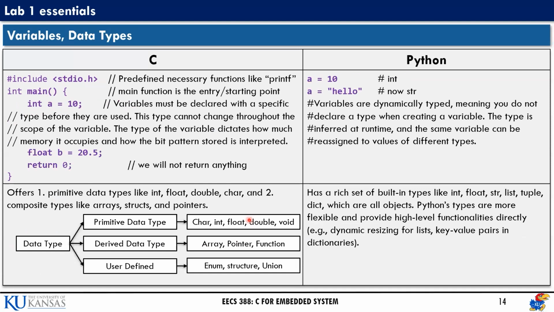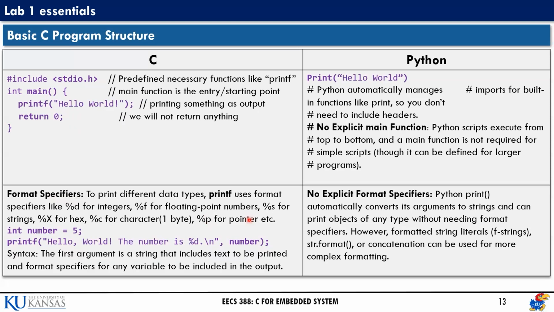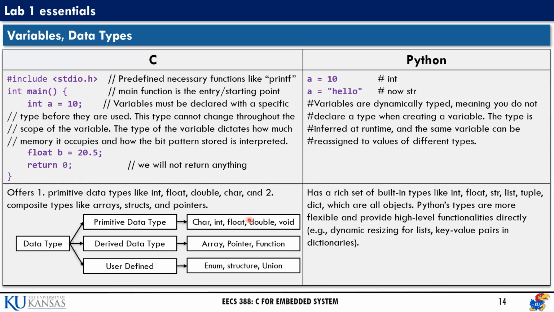Next, now we are familiar with the program structure. Let's discuss the variables and the data types we have in C. So as we already observed, we have the integer, we also have the floating number, and we can declare the type as a float, as you can see here.